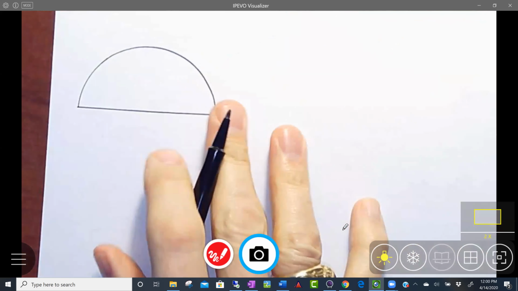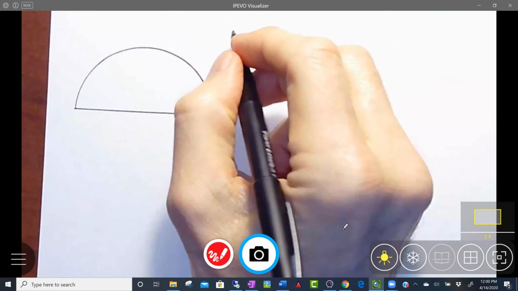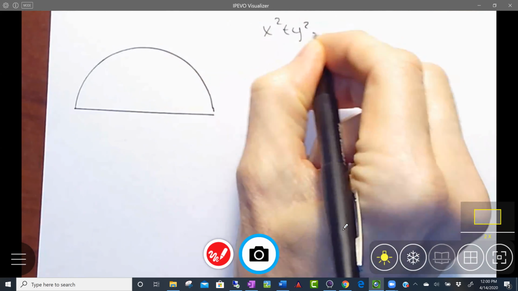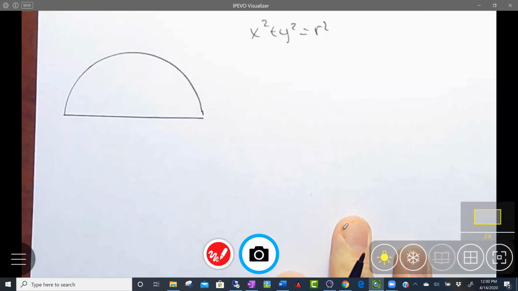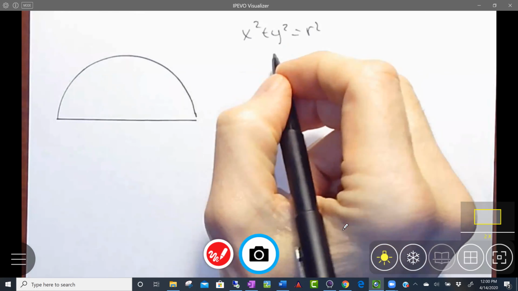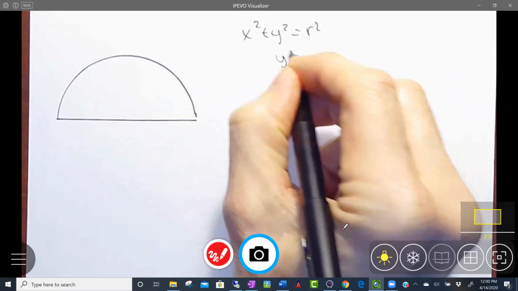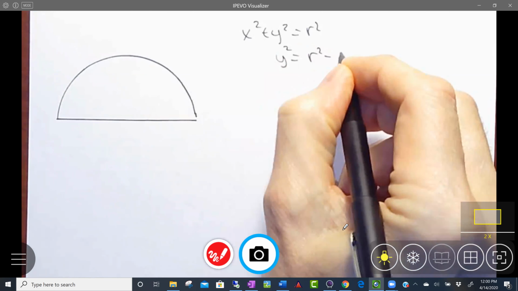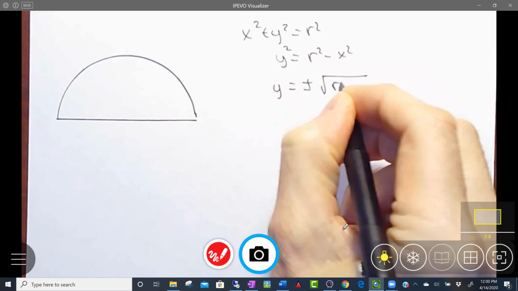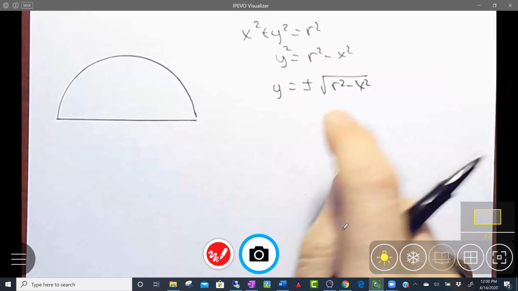Now, Matt, your question earlier, this is coming back at us. If you had x squared plus y squared equals r squared, that's going to be a circle. All right, and if you solve for y, you get y squared equals r squared minus x squared. y equals plus or minus the square root of r squared minus x squared.